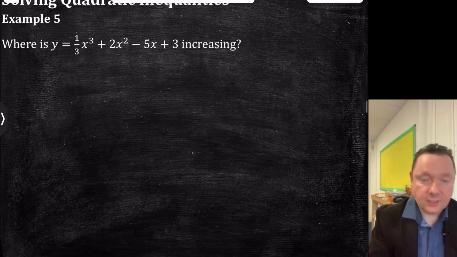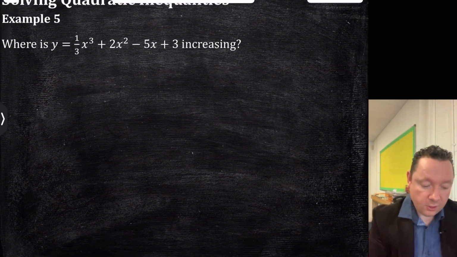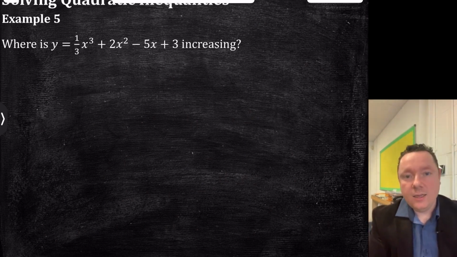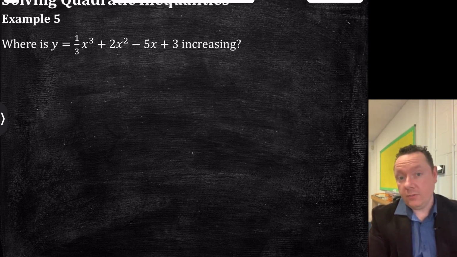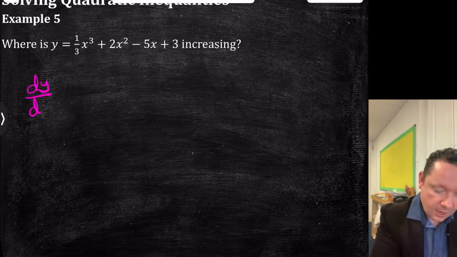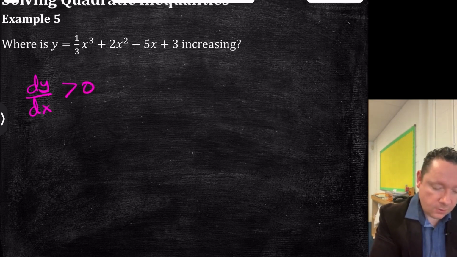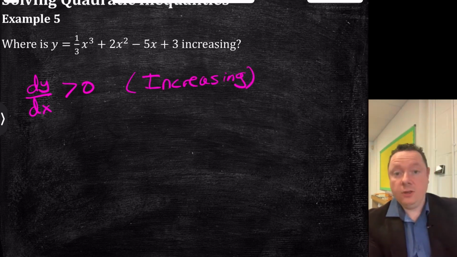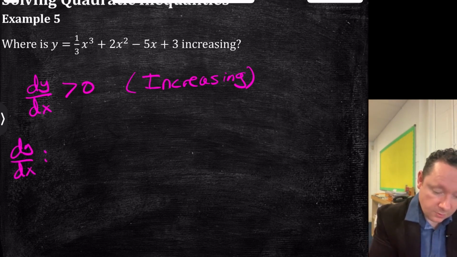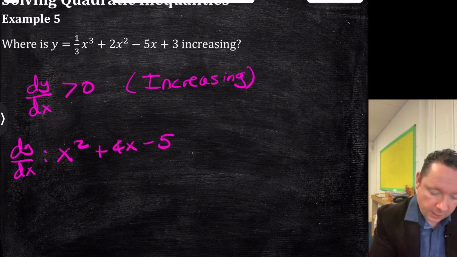Solving quadratic inequalities, example 5. Where is y equals a third x cubed plus 2x squared minus 5x plus 3 increasing? Okay, so this kind of combines quadratics or polynomials with differentiation, because we know that a function is increasing when dy by dx is greater than 0. Remember, if it equals 0, it means it's a 0 gradient, and if it's negative, it means it would be decreasing. So dy by dx, that is 3 times a third is 1, x squared, 2 2s are 4, plus 4x, minus 5, and we want that to be greater than 0.